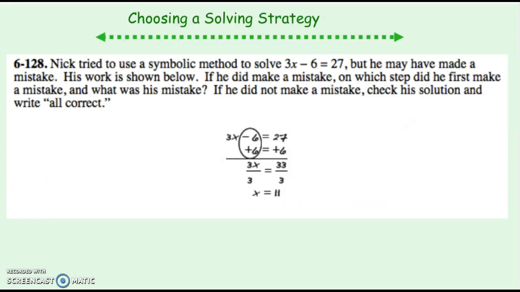First problem we'll do together is 6.128. Nick tried to use a symbolic method to solve 3x minus 6 equals 27, but he may have made a mistake. His work is shown below. If he did make a mistake, on which step did he make a mistake and what was his mistake? If he did not make a mistake, check his solution and write all correct.